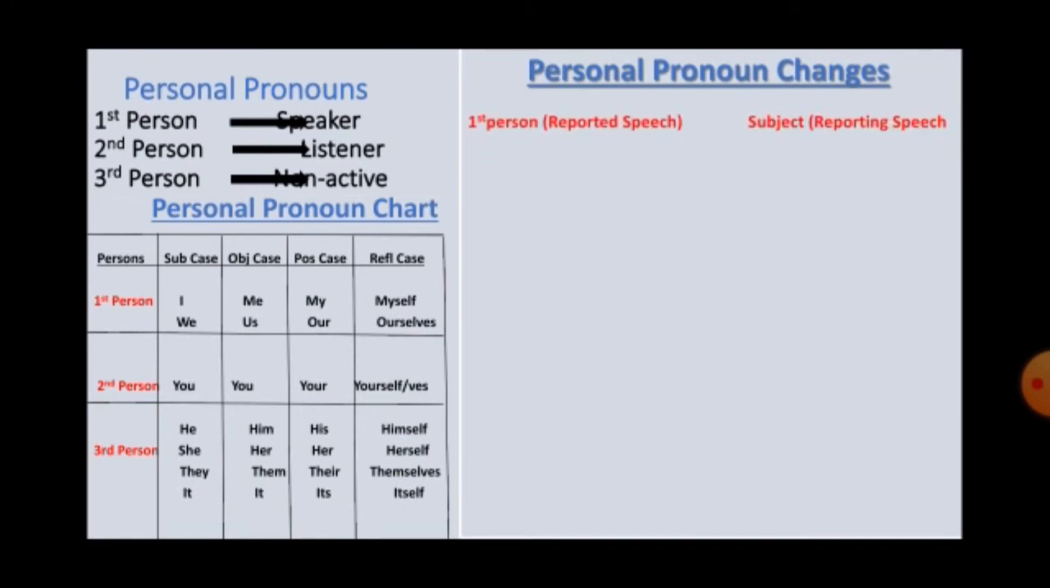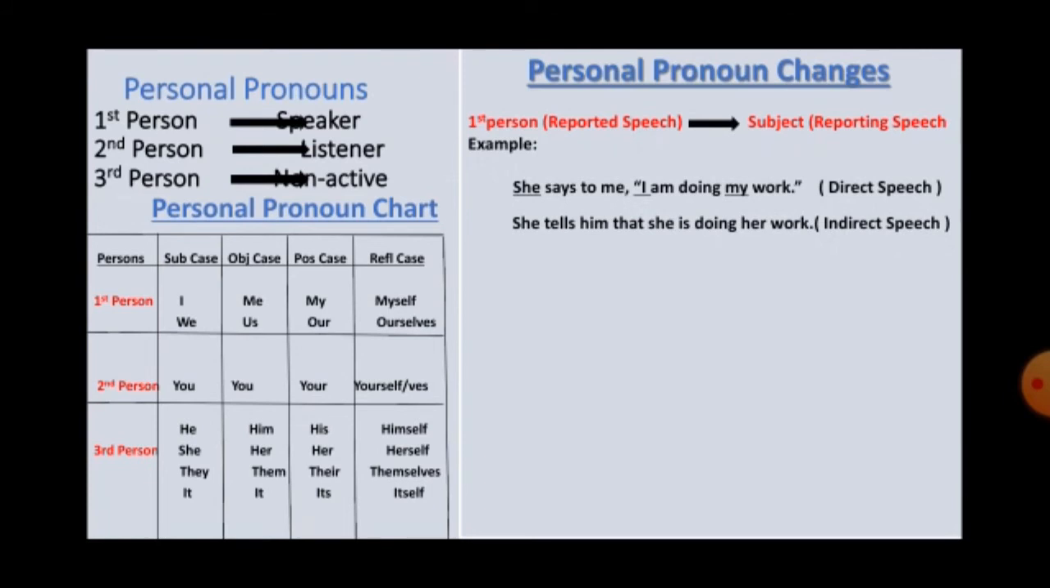Okay students, so now I tell you about the personal pronoun changes, the major changes. If we have first person in reported speech, students, then first person is changed according to the subject of the reporting speech. Now listen. Example: she says to me, "I am doing my work." This is direct speech. "She says to me" is the reporting speech, and "I am doing my work" is the reported speech. If we have first person in reported speech, that first person is changed according to the subject of the reporting speech. So in this sentence, she is what?